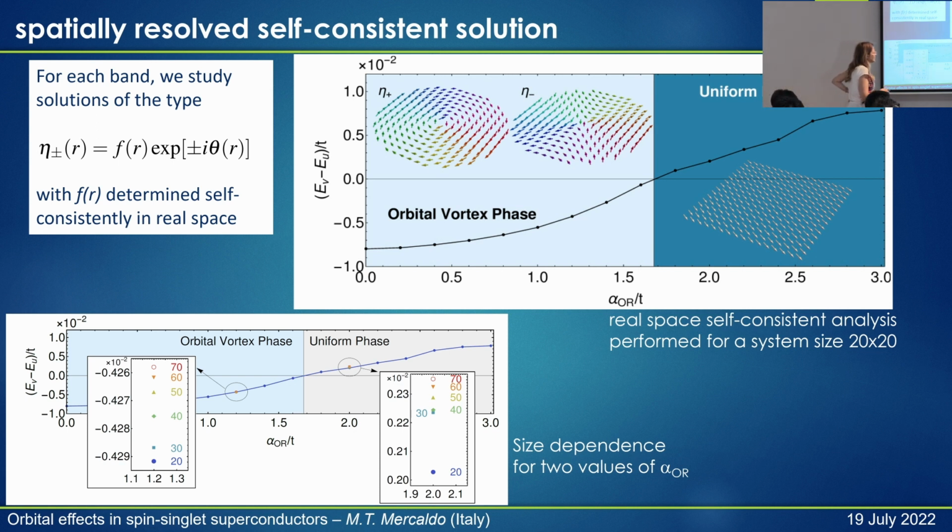Of course, making this real space self-consistent analysis is quite demanding computationally. So the size was not small, but not so big. It was 20 by 20.